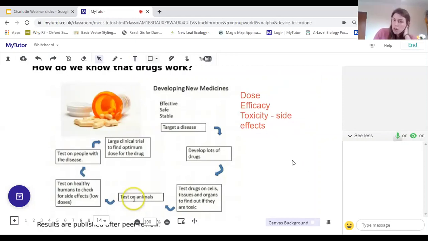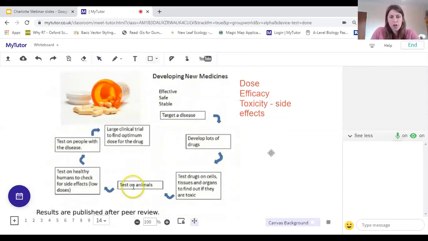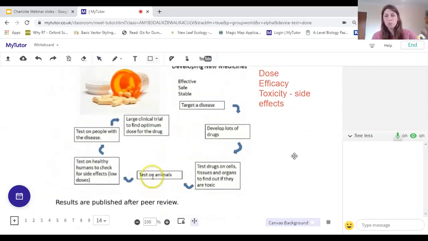So all drugs go through cycles of testing. We have a disease, we've got a problem with a disease, coronavirus. We develop lots of different drugs and then we test them. That's what scientists are doing at the moment for coronavirus.